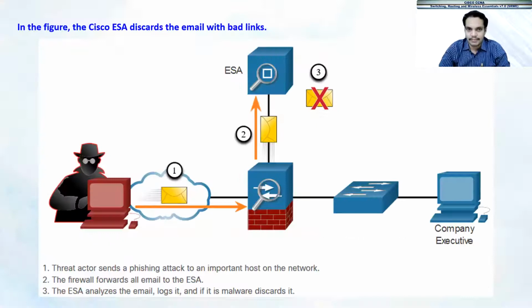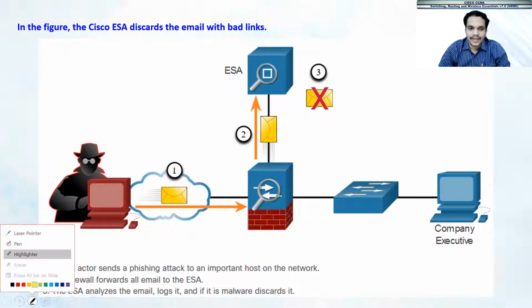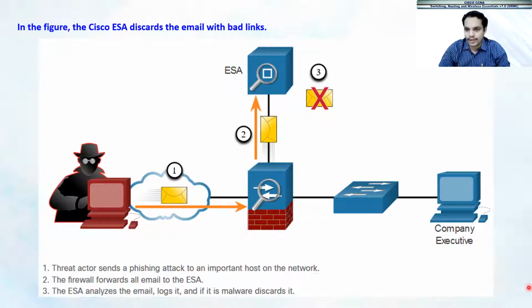Now, if you see in this diagram, there is an ESA situated here. I'll show you. There you go. There is an ESA situated here, and this is the attacker. Now, what will happen is a threat actor sends a phishing attack to an important host on the network. Let us assume that this is one of the important hosts, maybe a higher level executive working on it.